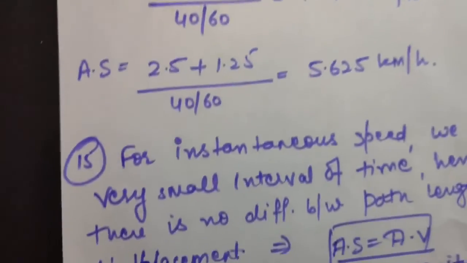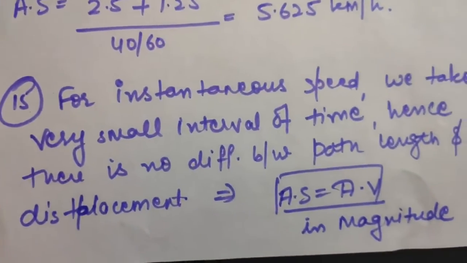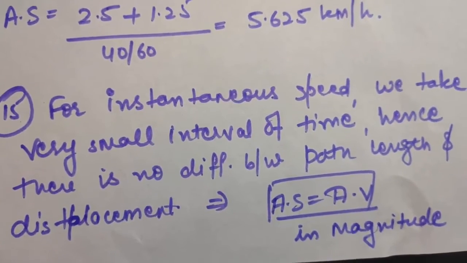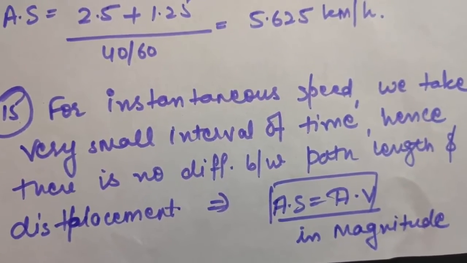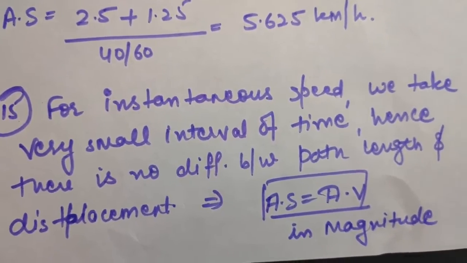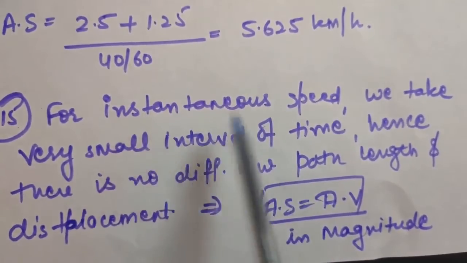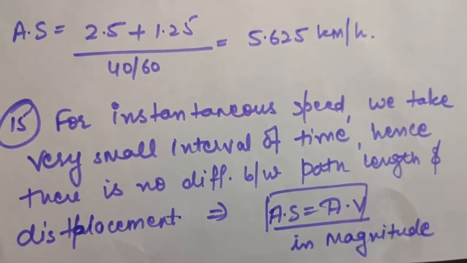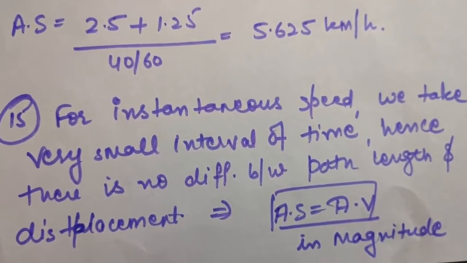Okay, question number 15 says, when we take instantaneous speed or instantaneous velocity, their magnitude comes to be same. Why is it so? See, when we are talking about instantaneous speed or velocity, that means we are taking very small interval of time.